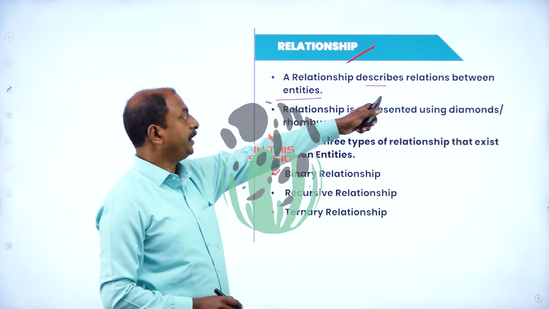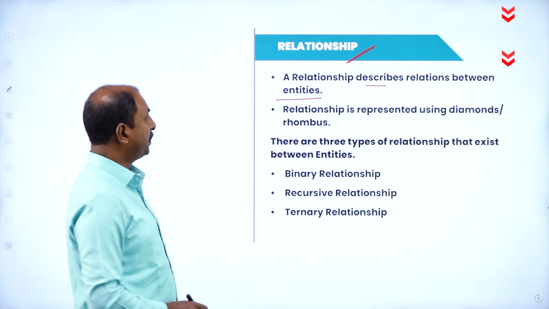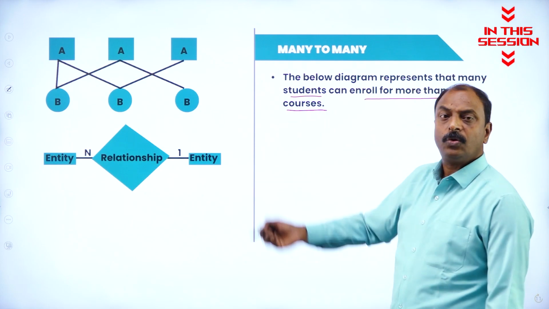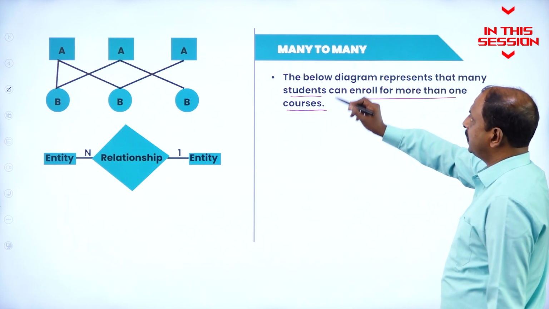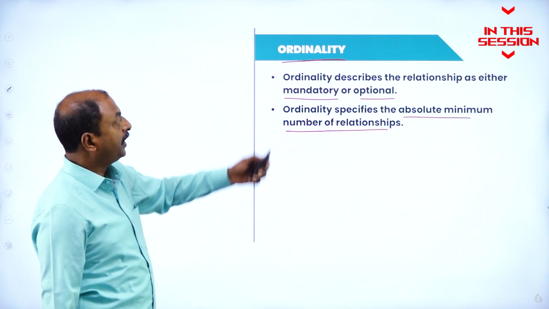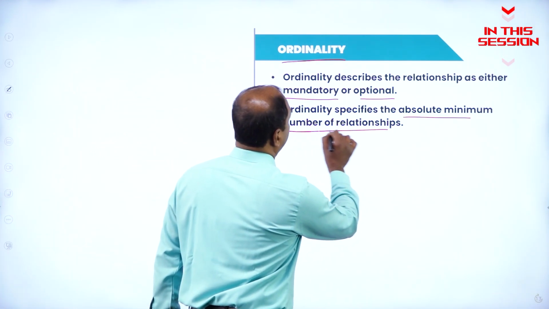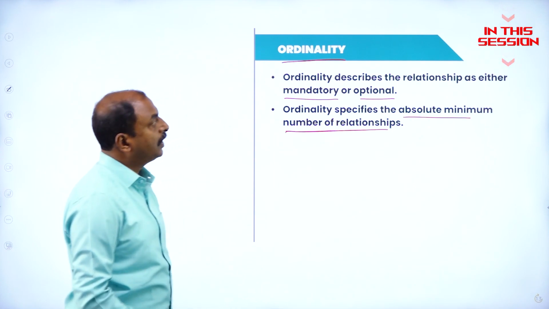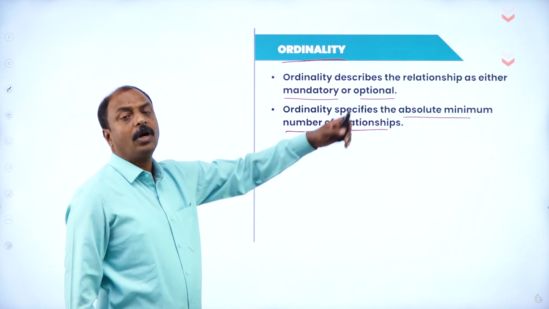Relationship between two entities is nothing but relationship. Many students enrolled for many courses is an example for many-to-many relationship. Ordinarily, it will be having minimum relationship because it is not either mandatory or optional.